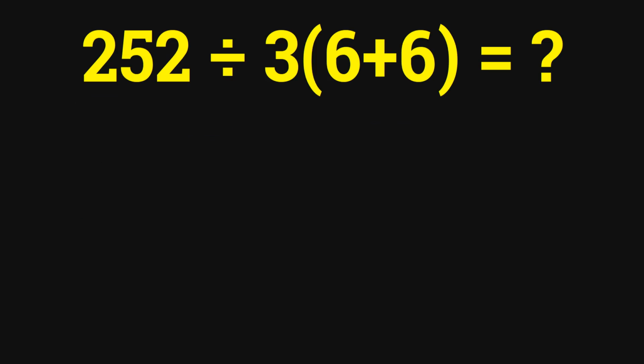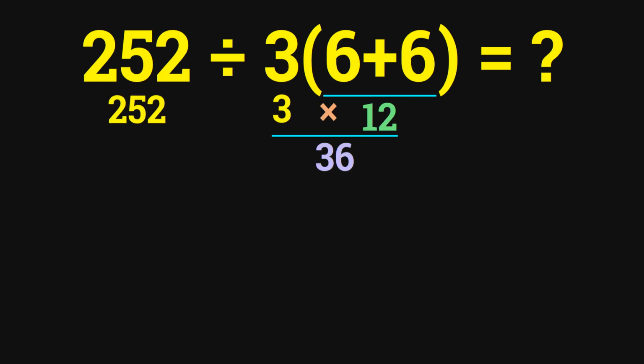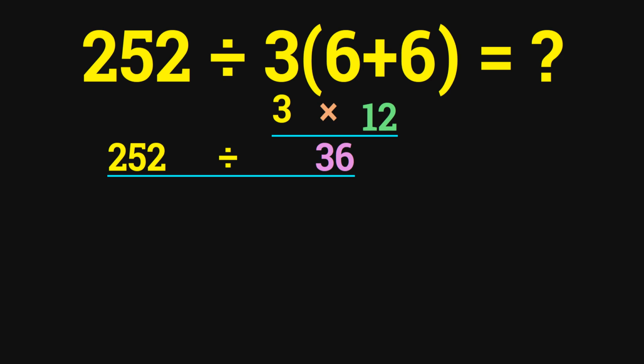6 plus 6 gives us 12. 3 times 12 equals 36. Drop down 252 and divide it by 36. This gives us 7. But this solution is wrong and this answer is not correct.